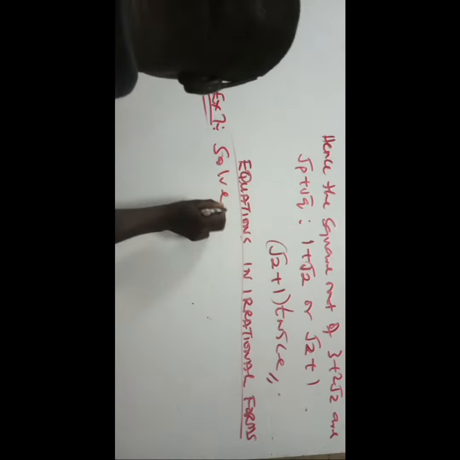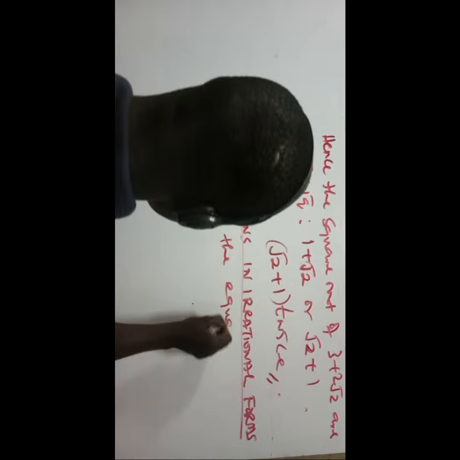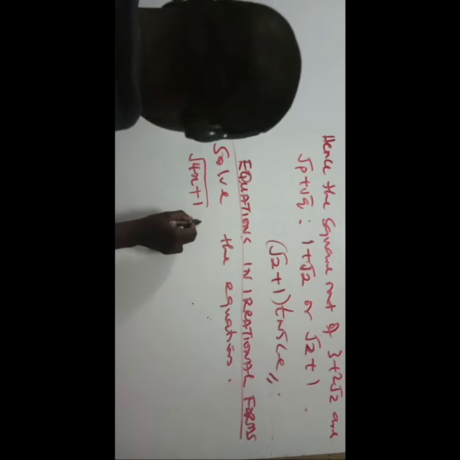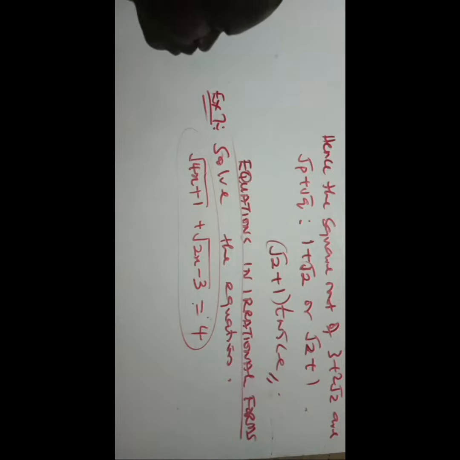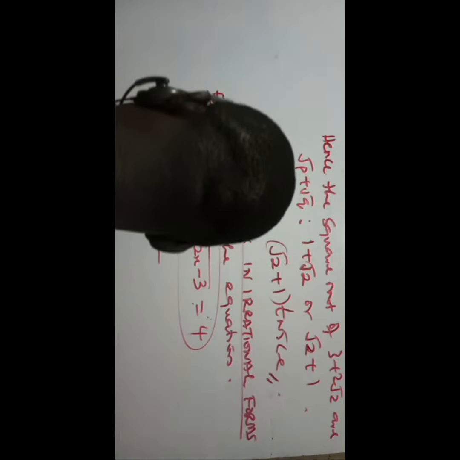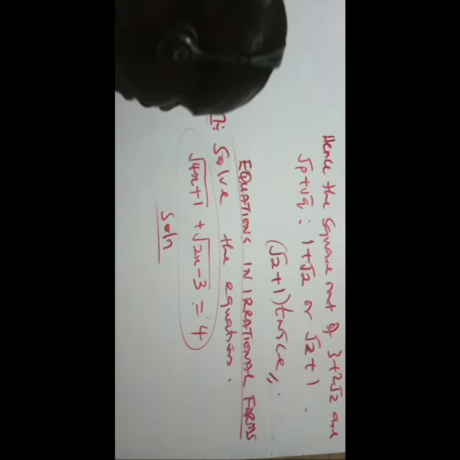Solve the equation: square root of 4x plus 1 plus square root of 2x minus 3 is equal to 4. Look at this equation very well. This is what we are given. This is a typical example of an equation that has irrational form. So how do we solve this? Of course, we can't just solve this directly. We have to approach this stepwise.